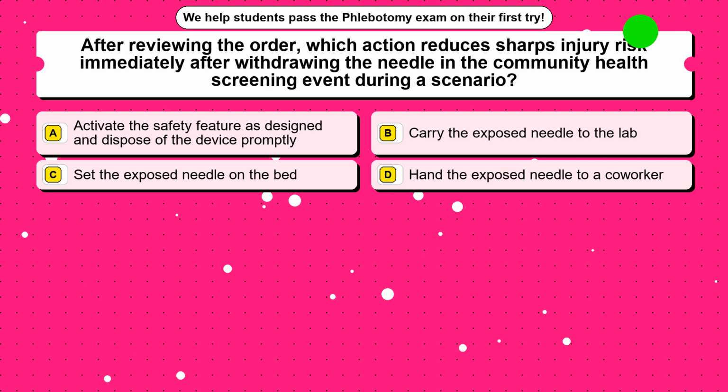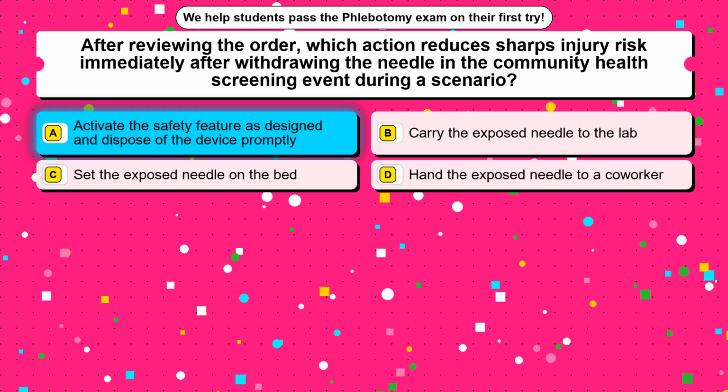Question 3. After reviewing the order, which action reduces sharps injury risk immediately after withdrawing the needle in the community health screening event during a scenario? Option A. Activate the safety feature as designed and dispose of the device promptly. Option B. Carry the exposed needle to the lab. Option C. Set the exposed needle on the bed. Option D. Hand the exposed needle to a coworker.